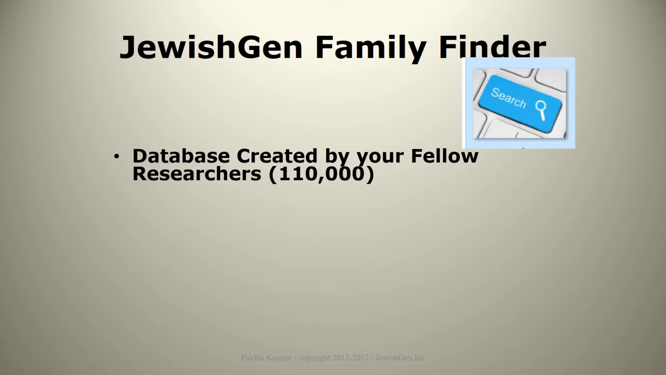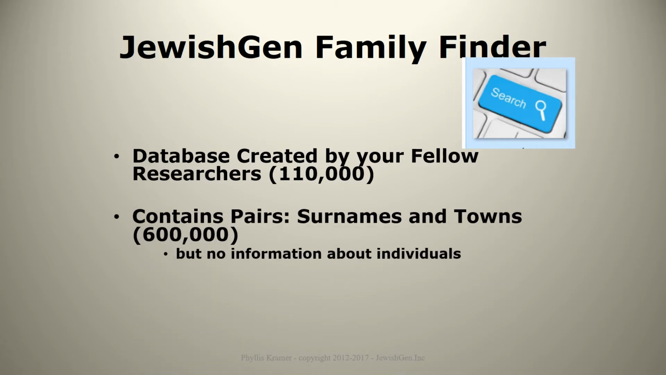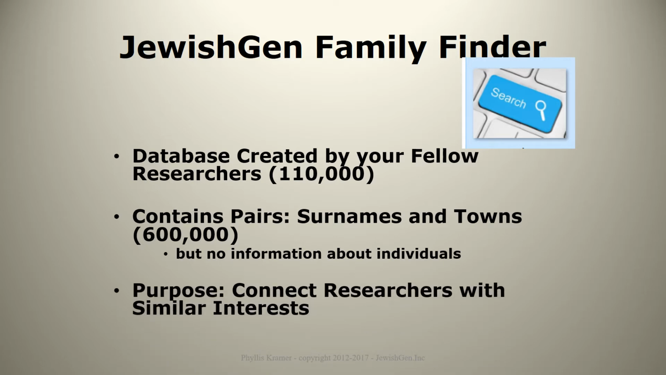It has over 110,000 fellow researchers. It contains pairs, surnames, and towns. Over 600,000 of these pairs of surnames and towns. There's no information here about individuals. The purpose is to connect researchers with similar interests.